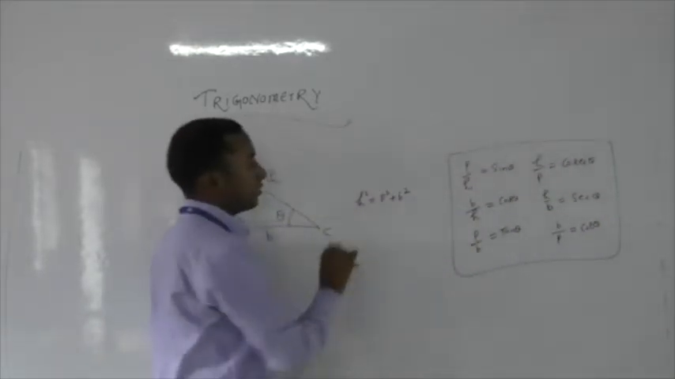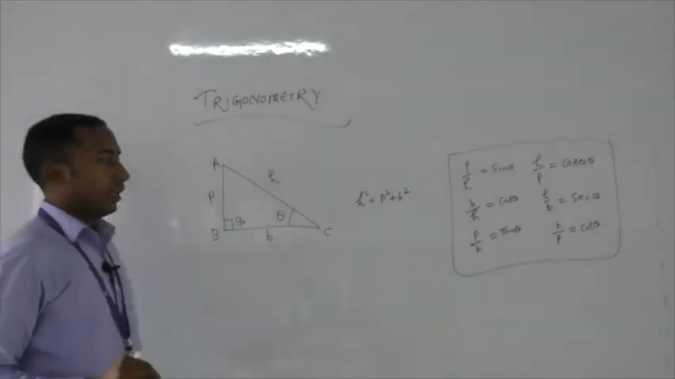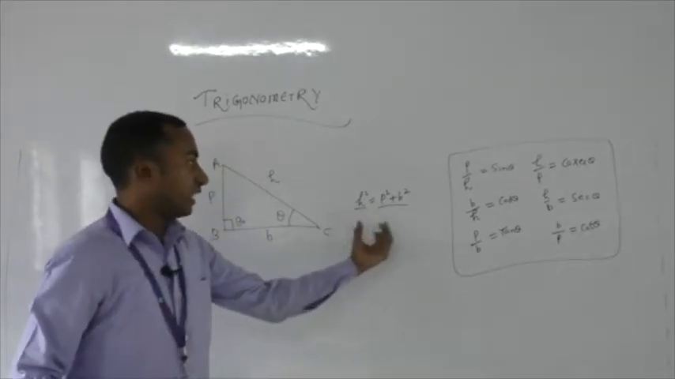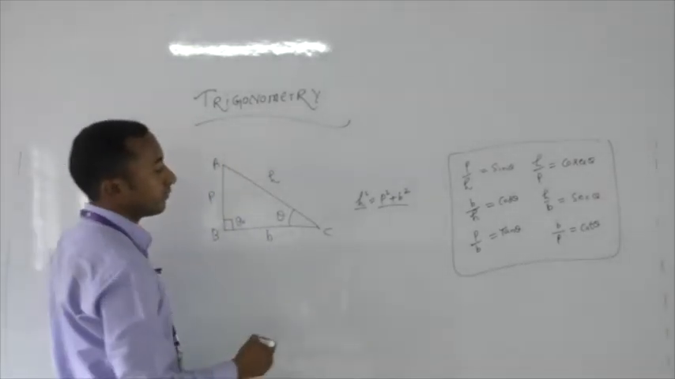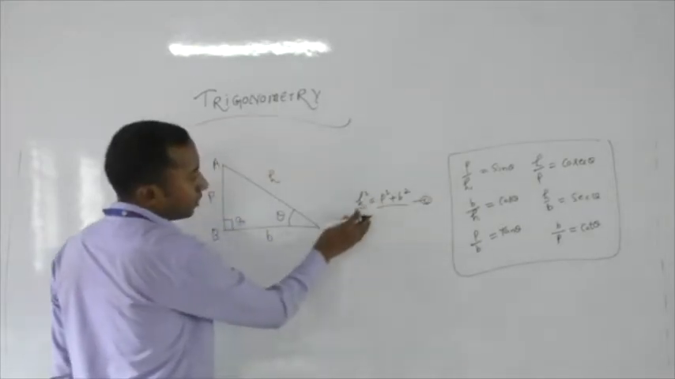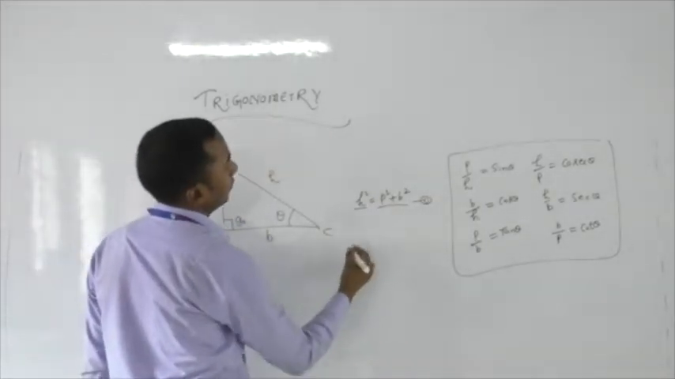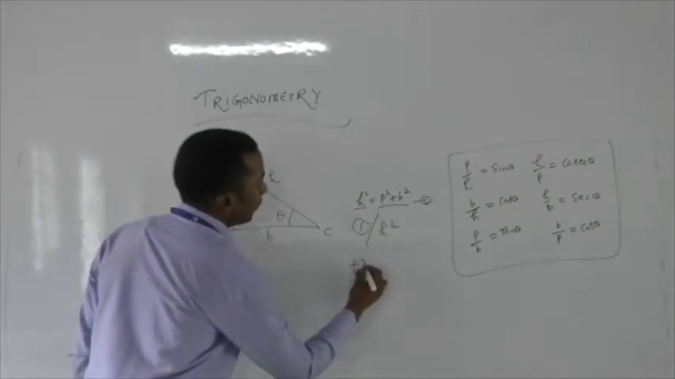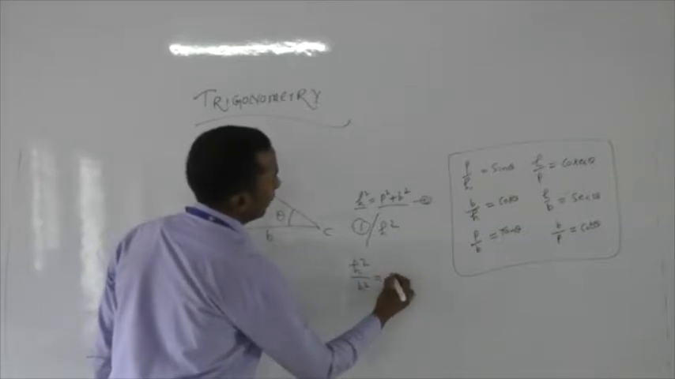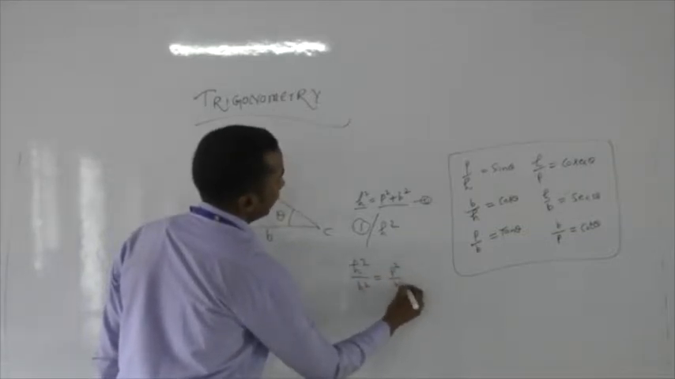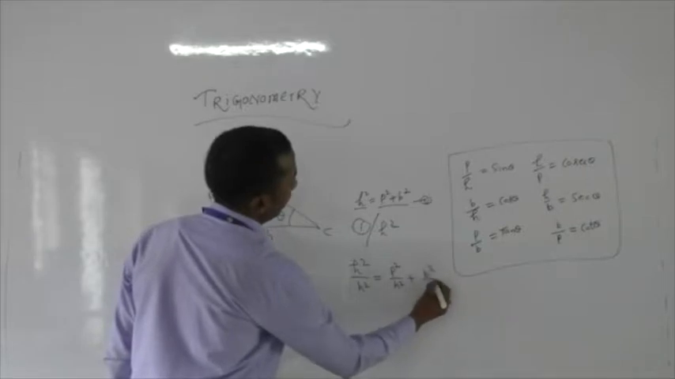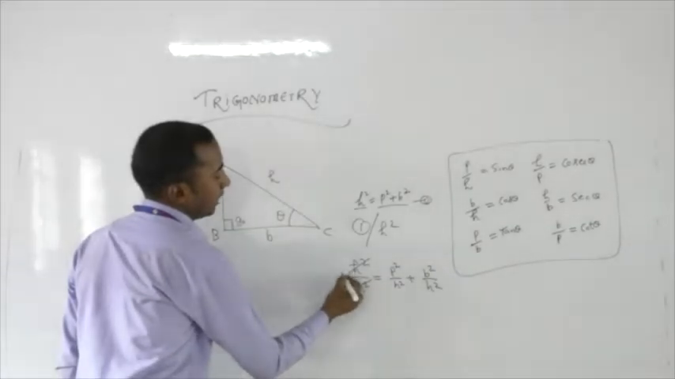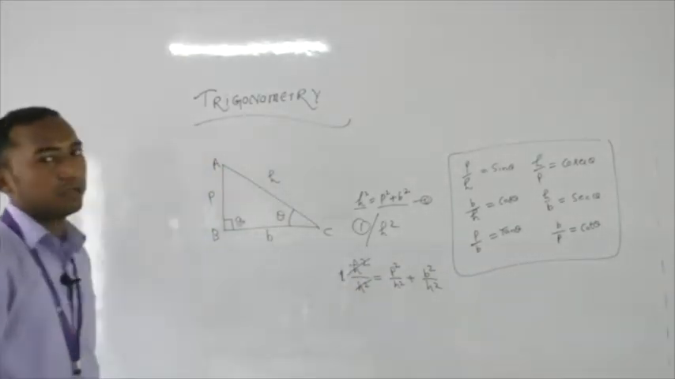You know this formula: h square is equal to perpendicular square plus base square. This is the left hand side, this is the right hand side. If both sides are divided by hypotenuse square, this is equation first. Equation first divided by h square, you will get hypotenuse square divided by hypotenuse square is equal to perpendicular square divided by hypotenuse square plus base square divided by hypotenuse square. h square divided by h square, same number divided by same number, you will get 1.